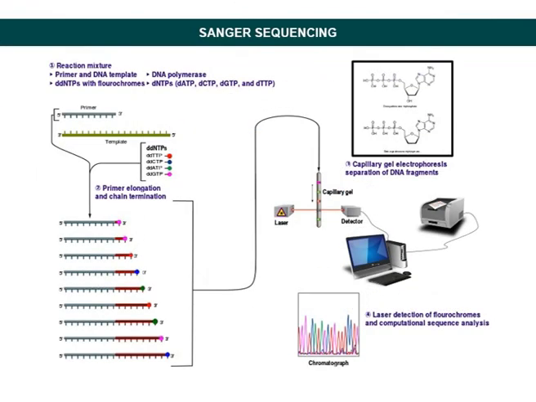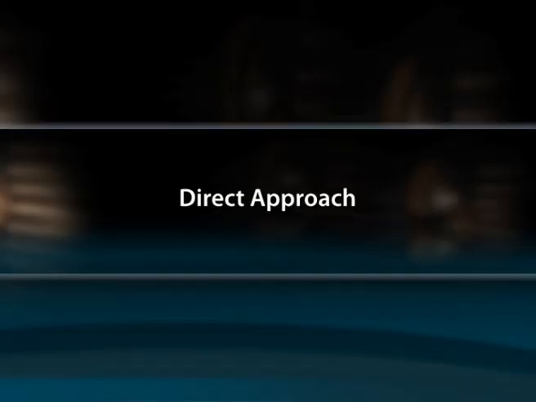A computer reads the colors and determines the sequence, which it then combines with all other sequences to make up the whole genome. Now, we can study the different approaches in the Sanger sequencing method. 1. Direct approach. In the direct approach, the sequencing of unknown DNA is performed within the sites in which the sequence is known. The unknown DNA sequence is amplified by inserting it into a vector.